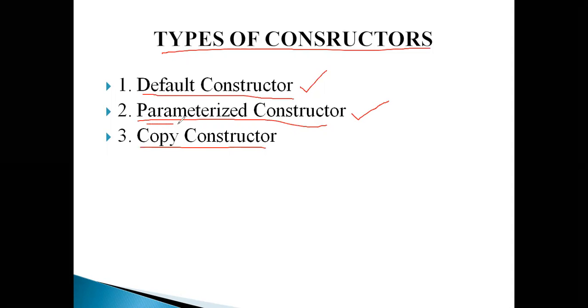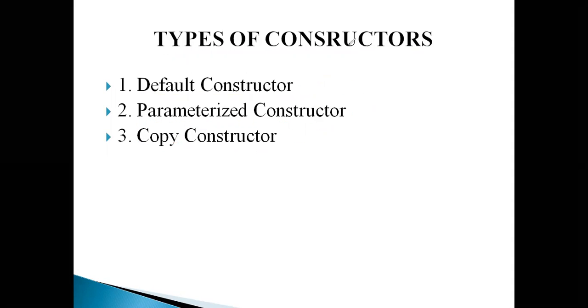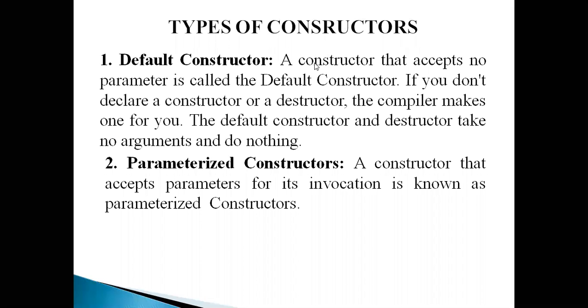We are passing the parameters to a constructor, that is nothing but a parameterized constructor. And here one more, that is nothing but a copy constructor. Copy constructor means here we are copying the values of one object to another object. The values of one object to another object is nothing but a copy constructor. Now we'll go in depth about one by one.